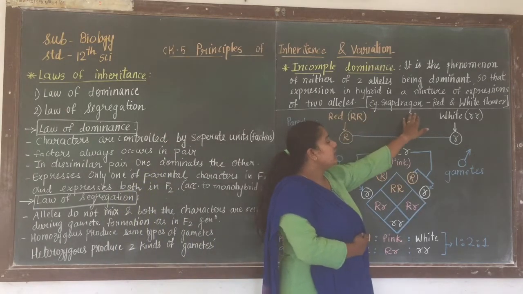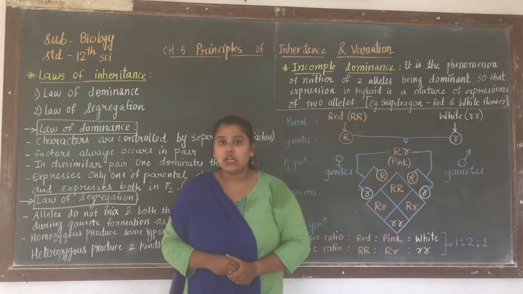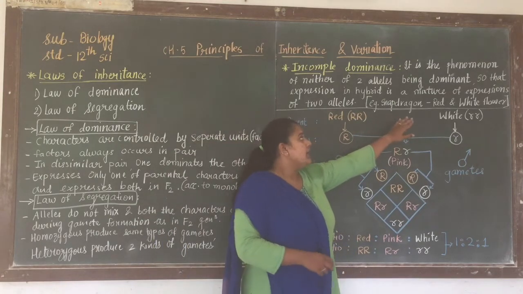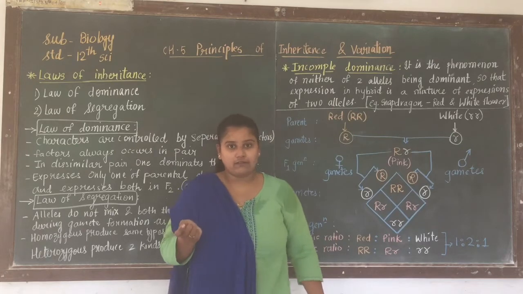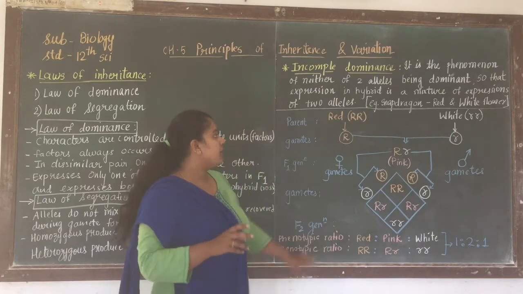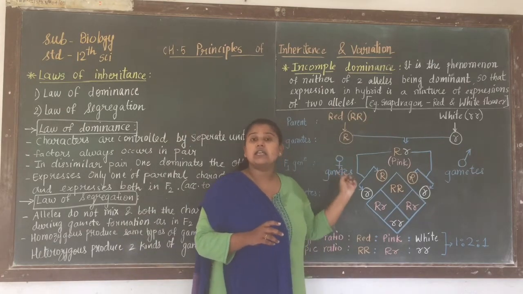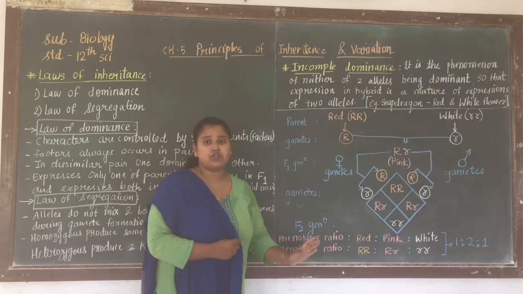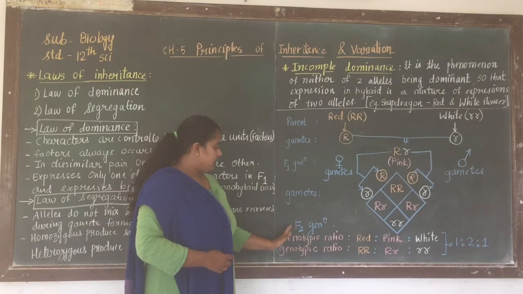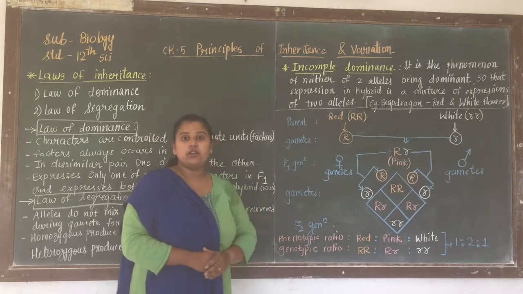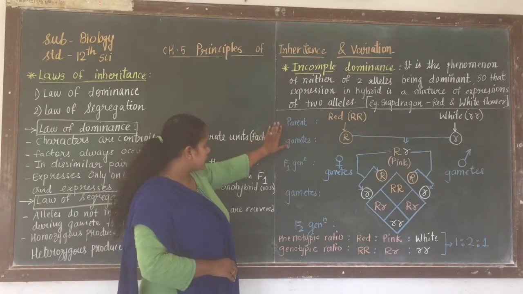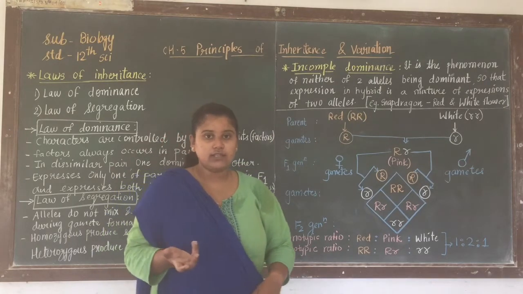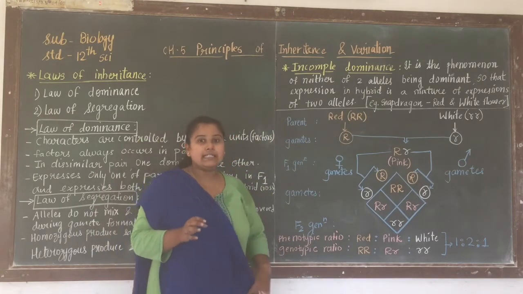The snapdragon is also known as dog flower, and the two varieties of this flower are the red flower and the white flower. So we are going to take the example of these two flowers to understand incomplete dominance, right? Here I have shown you the flow chart of incomplete dominance. I have mentioned everything with different color chalk sticks so that you can understand easily, right?